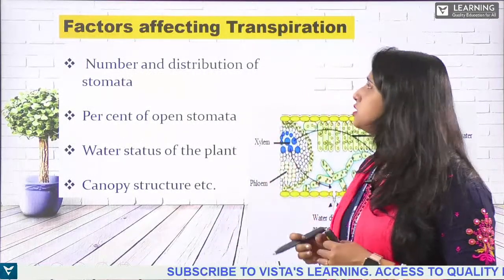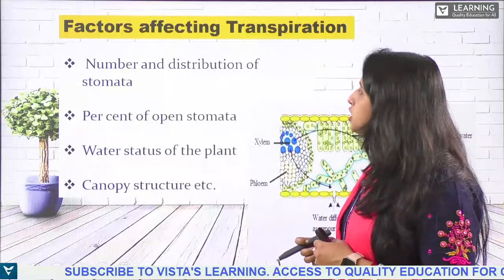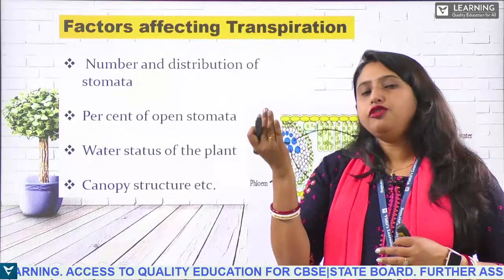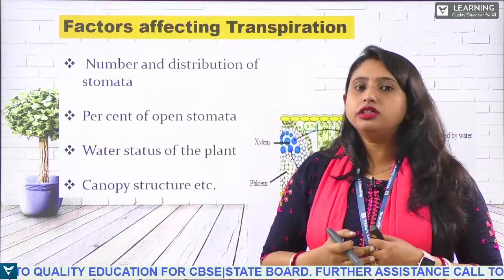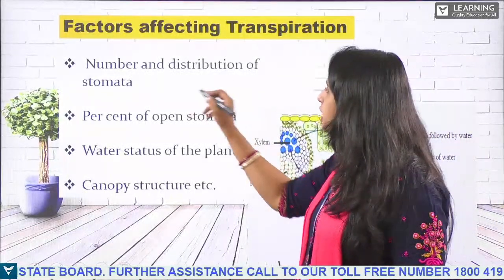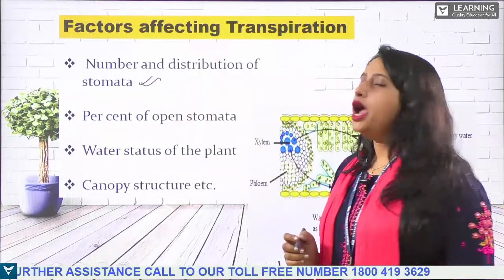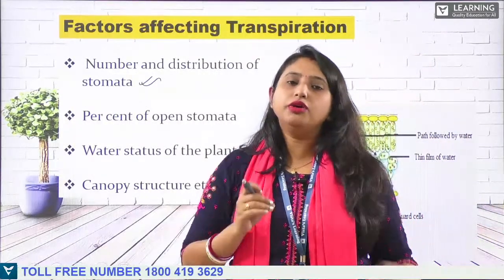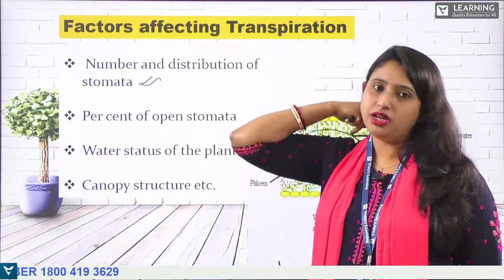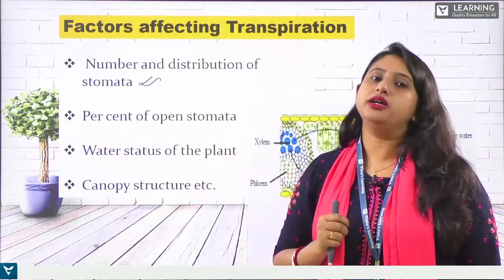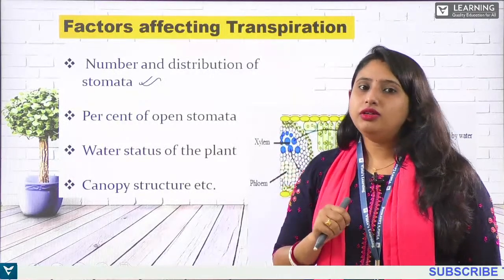Now, let us see the factors affecting transpiration. There are some internal factors and there are some external factors. Some of the internal factors are the number and distribution of stomata. That is, it depends upon the number of stomata present in that particular leaf, and how the stomata are distributed in a particular leaf.